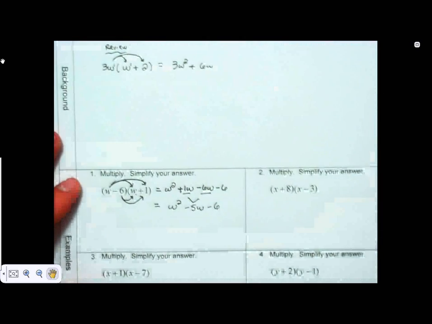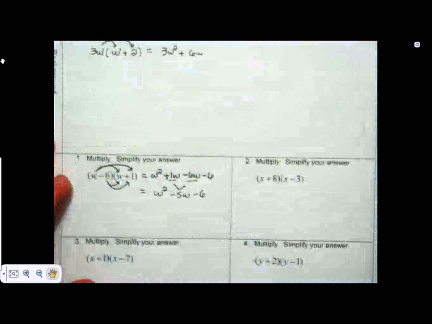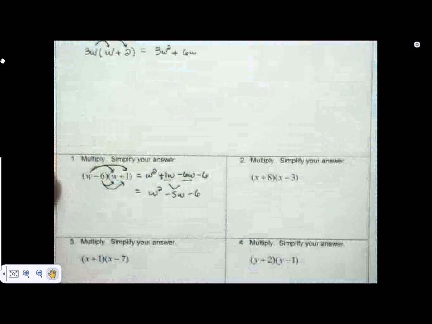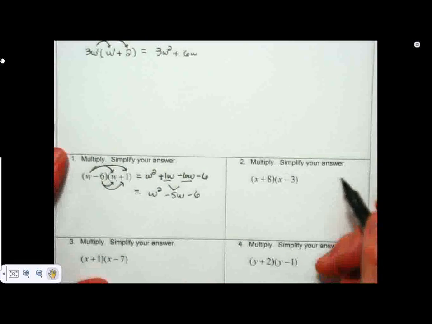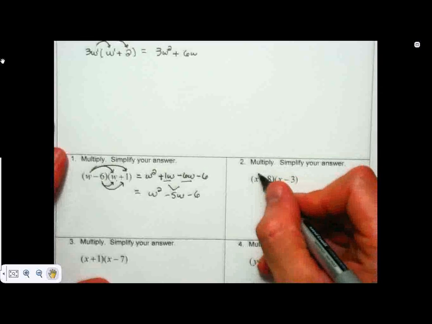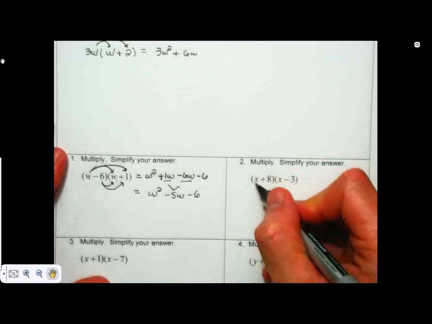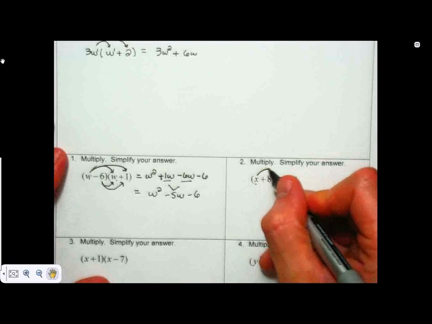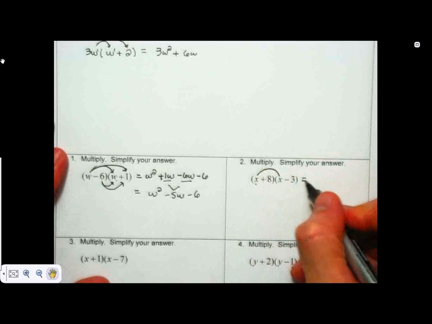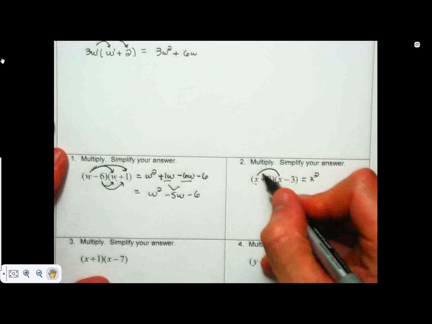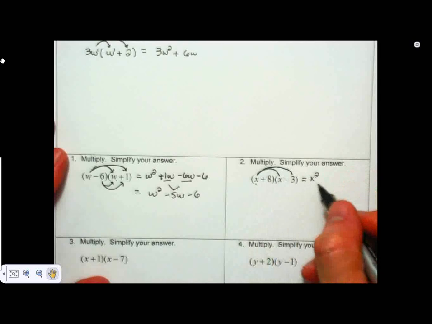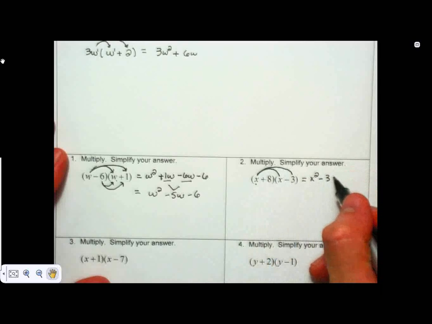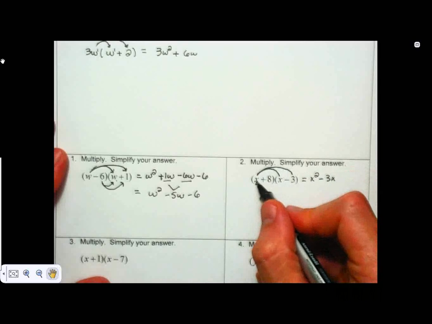Okay, I want you to try problem number 2. Pause the video, and then restart when ready. So again, the first step in number 2 is to distribute this first term all the way through. So x times x is x squared. X times negative 3 is negative 3x. Okay, we're done with the first term.